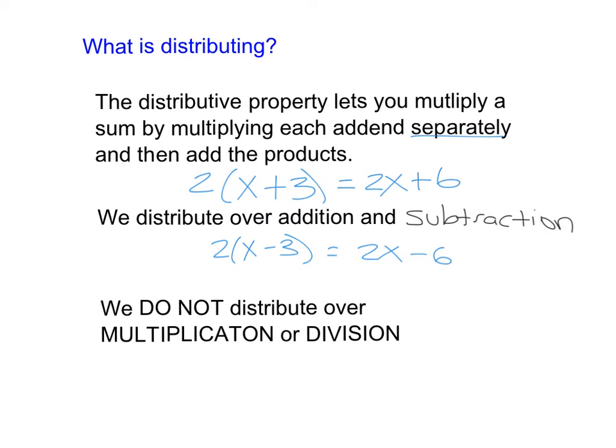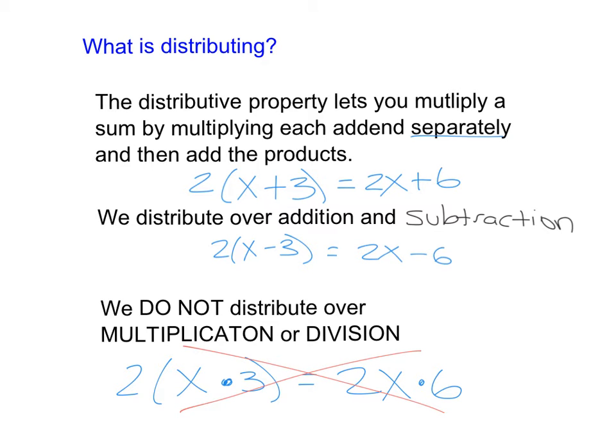We do not distribute over multiplication and division. So I'll see someone try to do 2 times x times 3, like that, and try to make it 2x times 6. That is wrong. You're not allowed to do that, right? You only distribute when it's a plus or addition or subtraction, sorry.